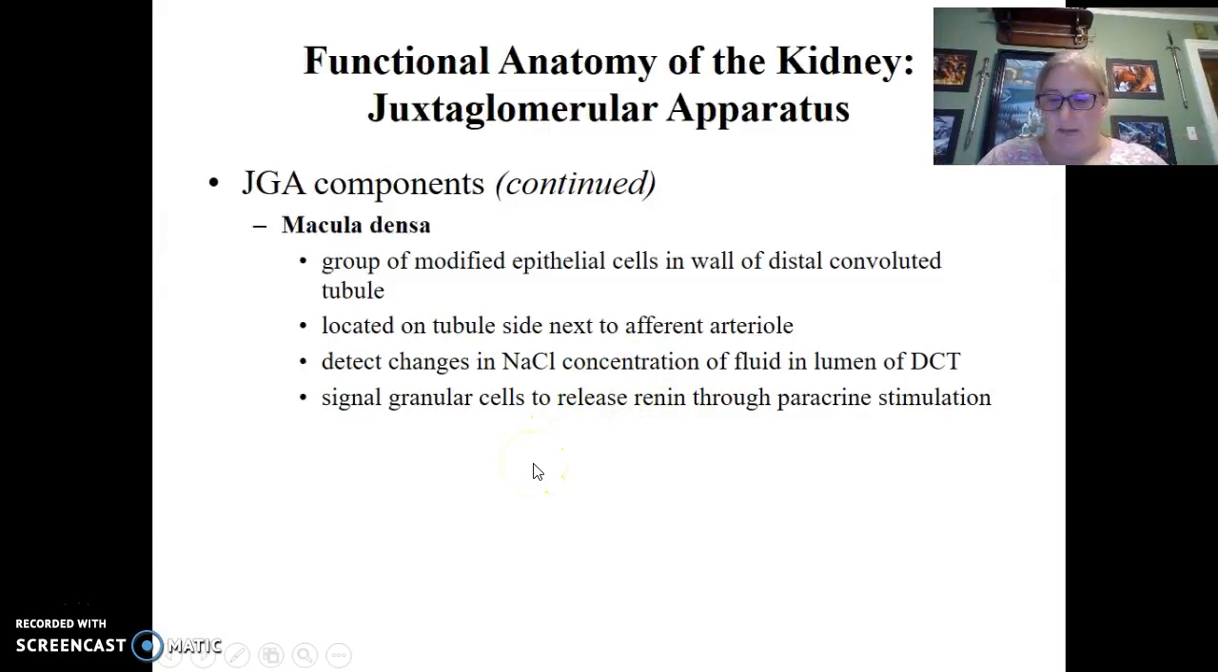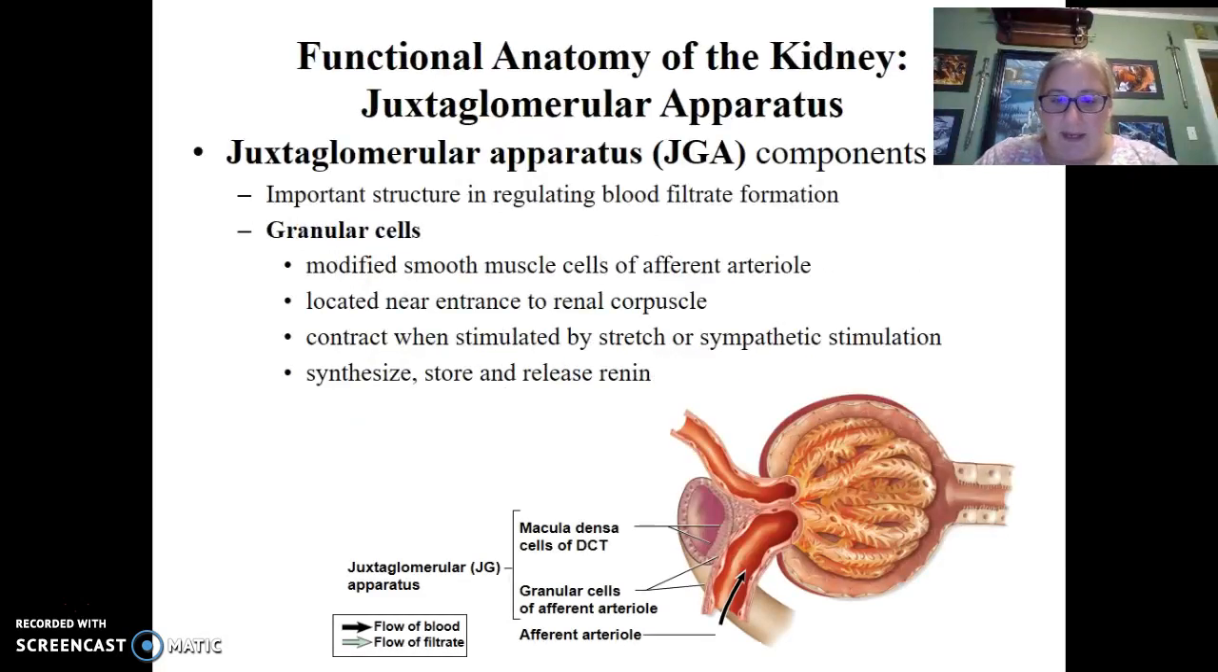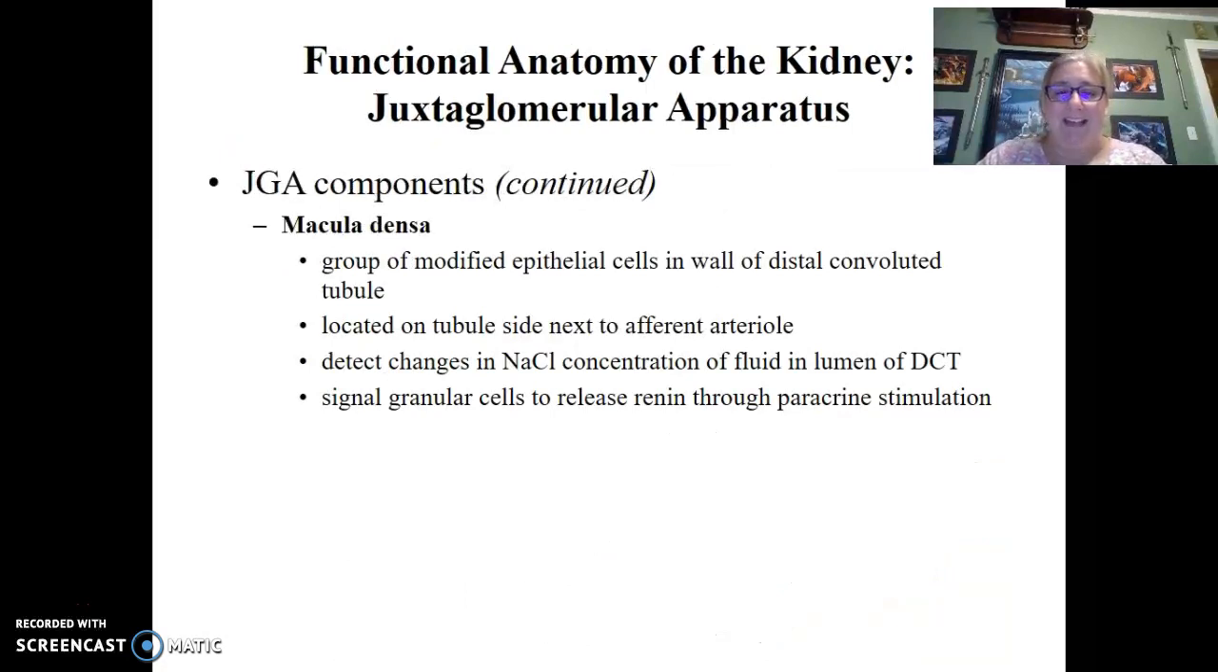So the macula densa then, and I'm going to go back just for a second, okay? The macula densa, which is right here, are associated with the distal convoluted tubule. And so as fluid is leaving the distal convoluted tubule, the amount of salt or sodium is going to be detected by the macula densa cells. And this is going to stimulate renin production as well.